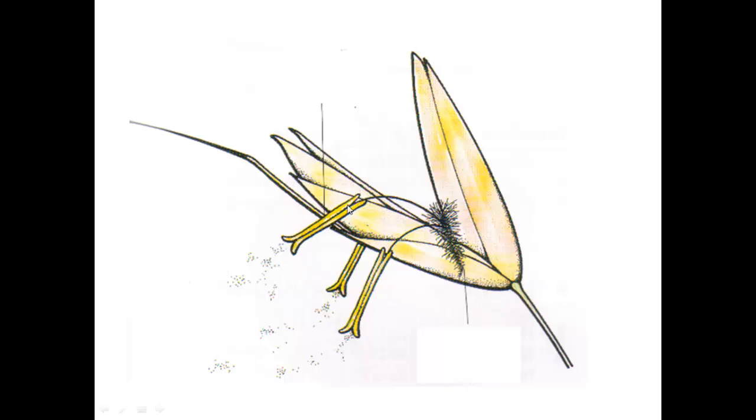This here is an anther. It's hanging outside the flower. It's hanging outside the flower in order to be caught by the wind, so that the pollen can then be released away to the air.